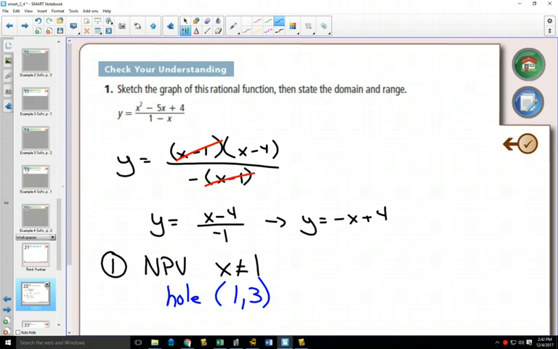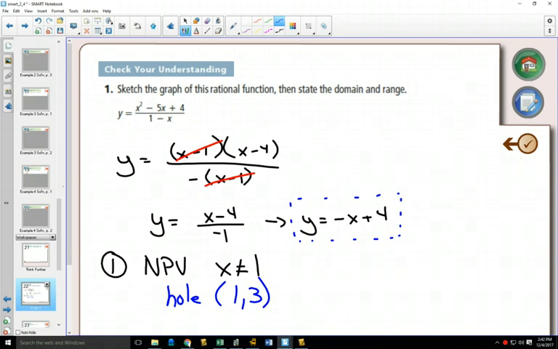Once we simplify our equation, that's going to be a straight line. And on that straight line, when x is equal to 1, y is equal to 3. So if you have a hole, you can plug the non-permissible value into the simplified equation to find the coordinates of that hole.